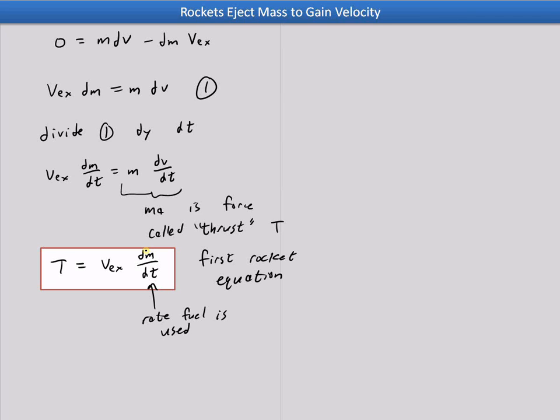Okay, back on topic. Let's come back to equation 1. Another thing we could do with equation 1 is we could integrate it. Let's just do that on the next slide.